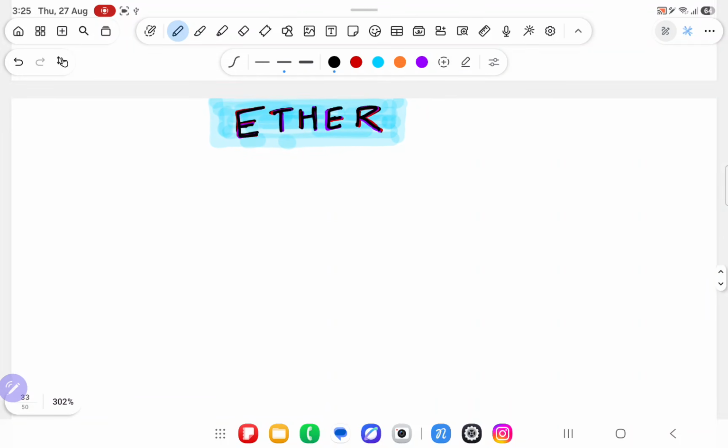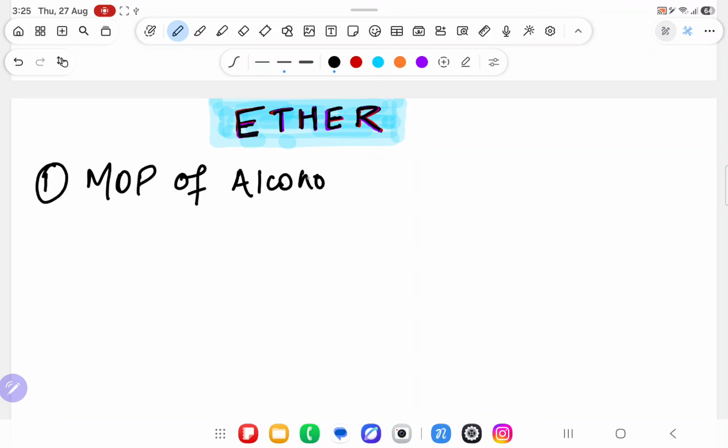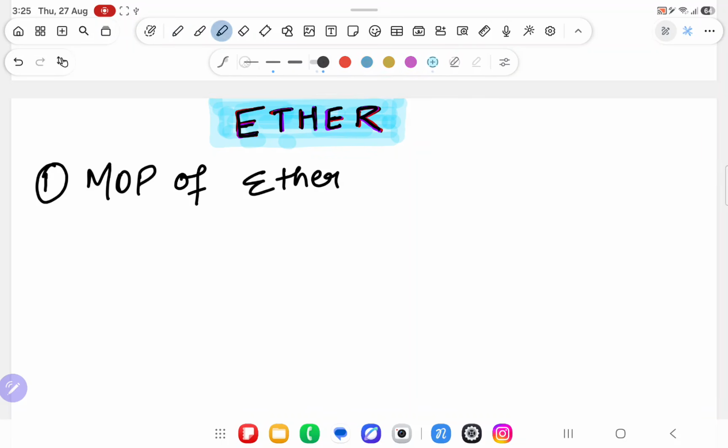The first topic I am going to start is called method of preparation of ether. After the method of preparation, I will start the reactions, the chemical properties of ether.